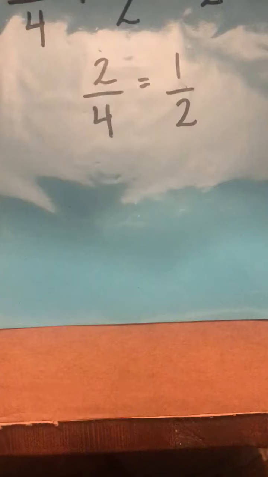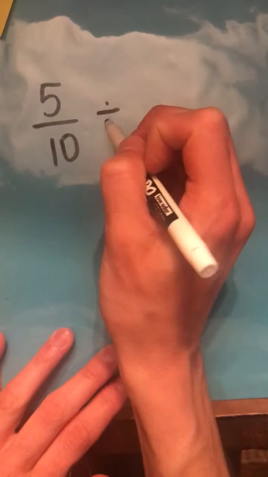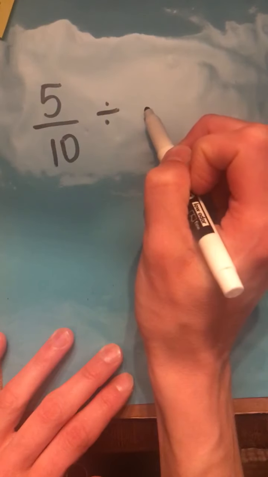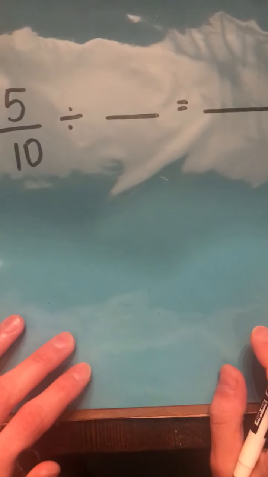Okay, so just like we did with the multiplication problems, I am going to ask you to solve the next one on your own. So we're going to do 5/10. So I'd like you to go ahead and write down 5/10 on your paper. You are then going to divide 5/10 by a fraction to find an equivalent fraction.